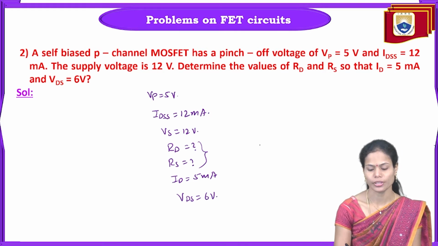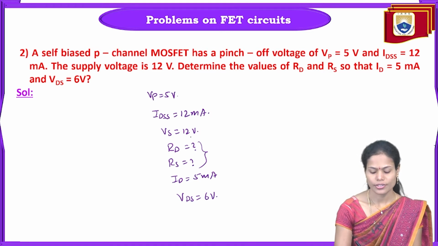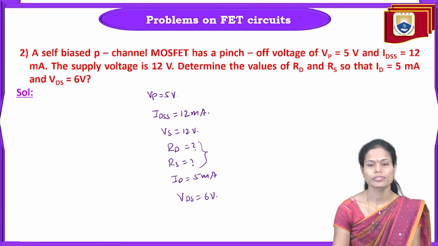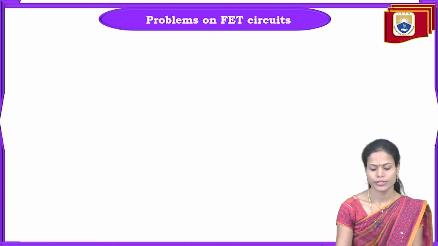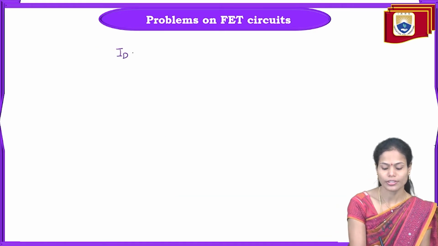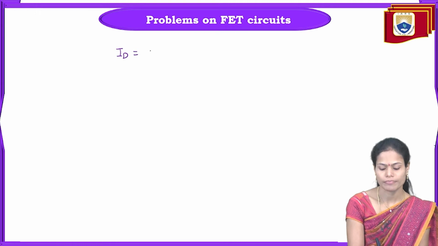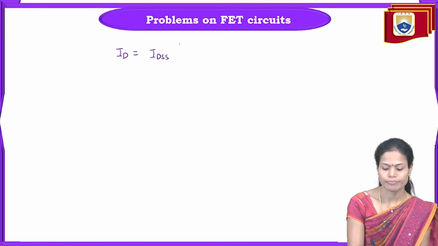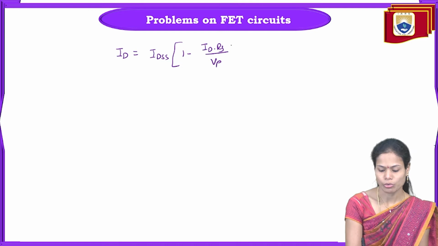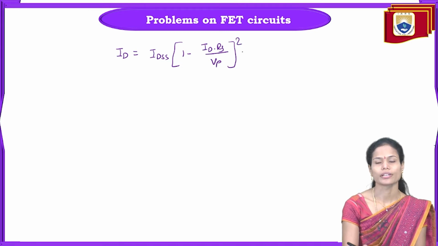So from these given values, we have to calculate the drain resistance as well as the source resistance of the P-channel MOSFET here. So in order to calculate these, I am taking the formula of the drain current of the MOSFET here. It is ID equals IDSS into 1 minus ID into RS by Vp whole square. So this is the formula for the drain current. So here substitute the given values.